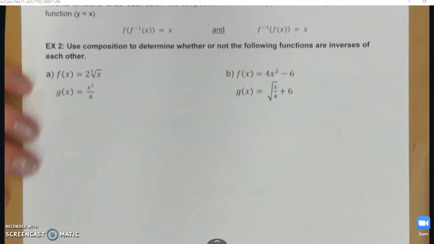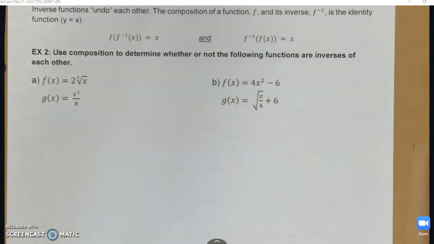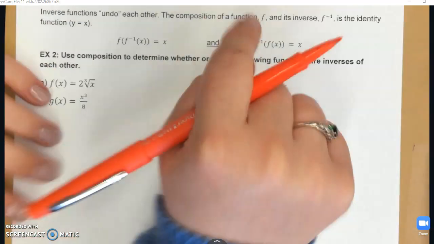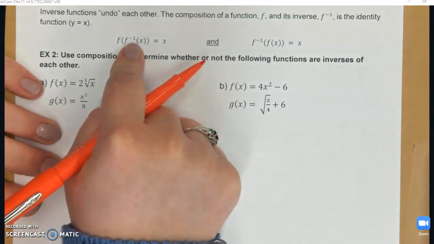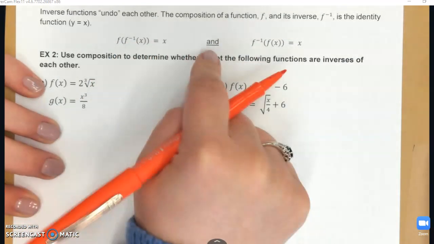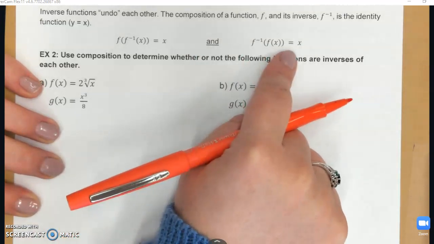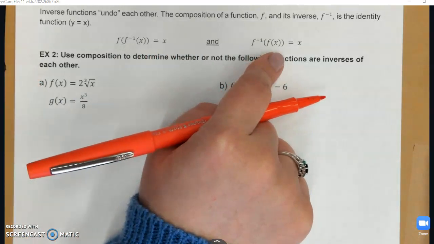The next thing we're going to do is practice verifying whether or not I have inverses. So remember, they undo each other. So if I do composition both ways, my end result should just be x. So if I have two functions, f and f to the negative 1, first I'm going to plug f to the negative 1 into f, and my outcome should be x. And I have to plug f into the inverse and get x as a result. You have to verify both of these in order to confidently confirm, yes, they are inverses.